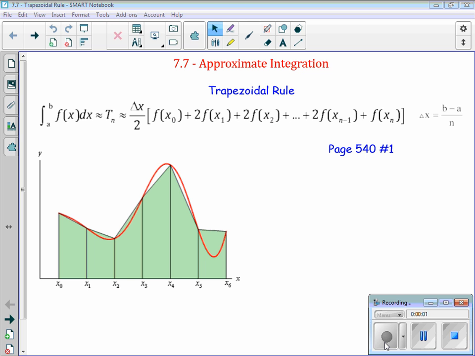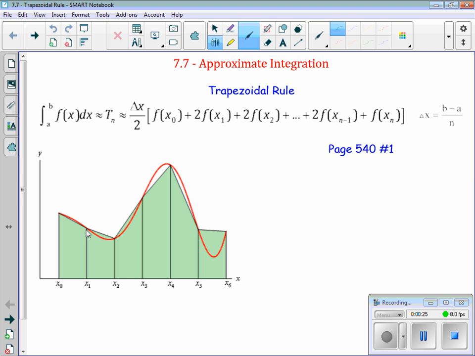Okay, trapezoidal rule's a lot like Riemann sums, except instead of doing rectangles, we're going to do trapezoids because it gives us a better approximation. So you're still cutting it up into however many sections they tell you to, but instead of going left endpoints and drawing this over as a rectangle, you're connecting those two pieces that hit on the graph.